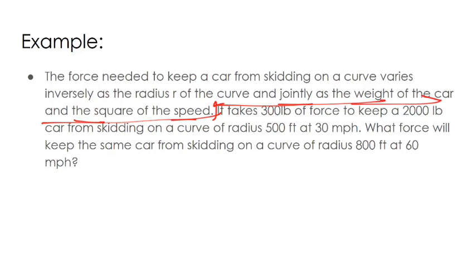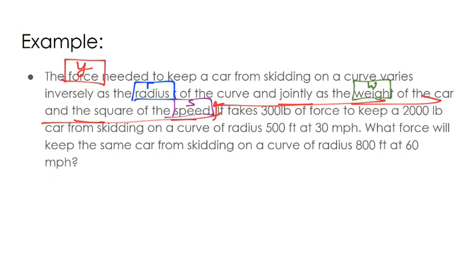So the force needed to keep a car from skidding, that force is going to be our y value. It varies inversely with the radius, so we can just use r for radius, and jointly with the weight of the car, which can be w, and the square of the speed, which we can use s. It doesn't really matter what variables we use, but now that I've defined those, let's write our equation.